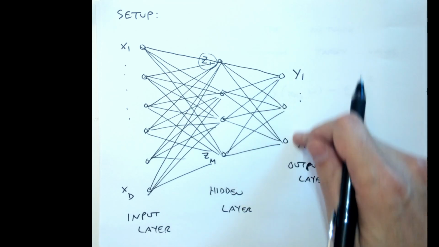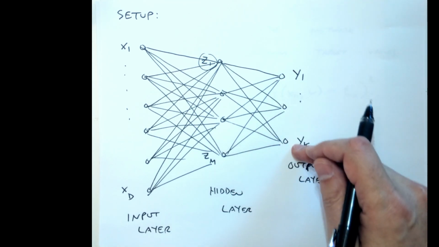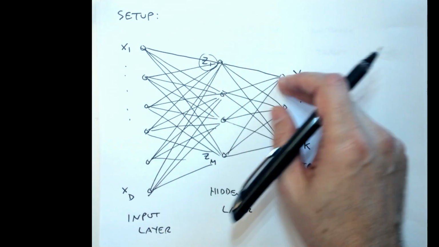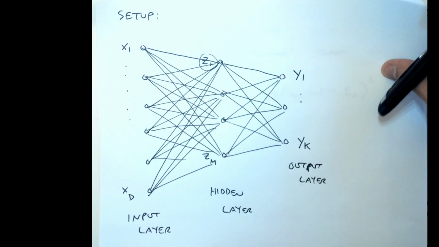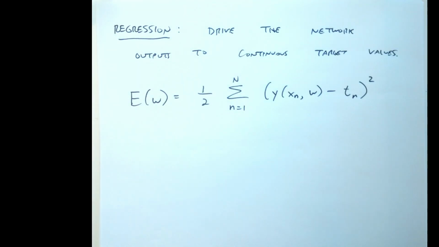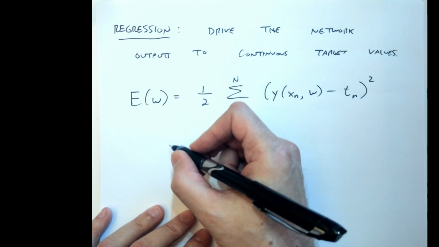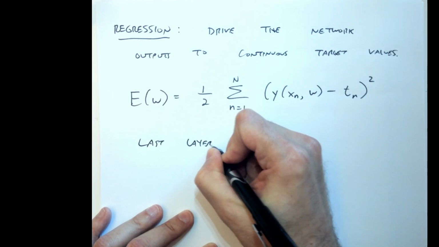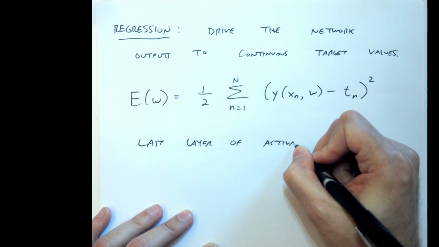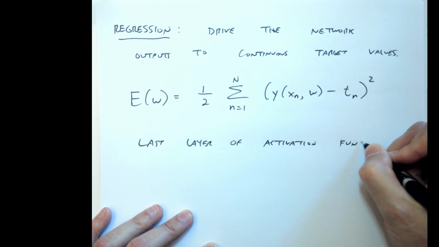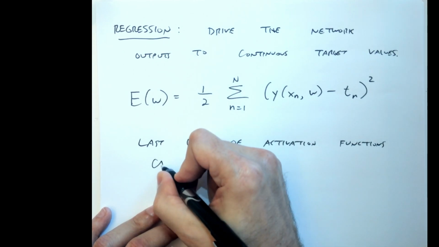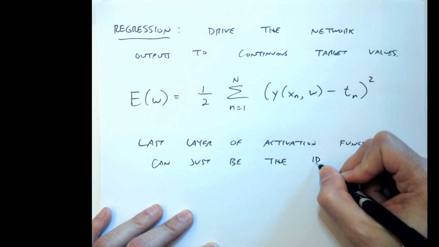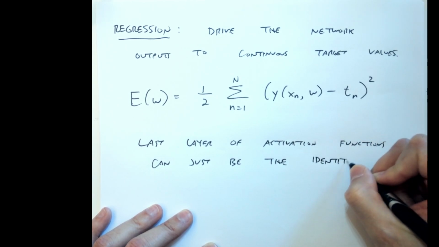So it kind of makes sense for the last activation function at this layer to just be like, don't do anything, just do the identity, right? Just whatever numbers come out of here, that's my prediction. Okay, so there's really no need for a G at the end. This is like saying that the last layer of activation functions can just be the identity transformation. Just take whatever the network gives you at the end.